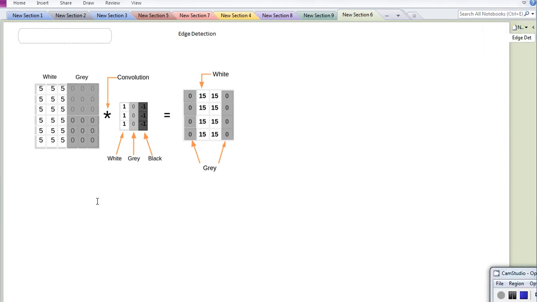Hello guys, in the last video I discussed the convolutional layers and pooling layers. Now I will discuss further about the convolutional layer. I have already discussed the grayscale image, which is a 2D image, and the RGB image, which has three channels: red channel, green channel and blue channel. So it is a 3D matrix kind of thing.